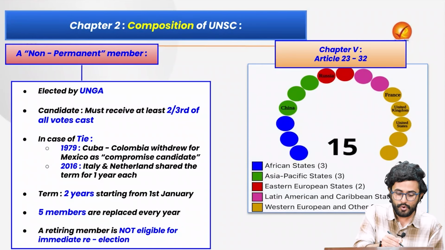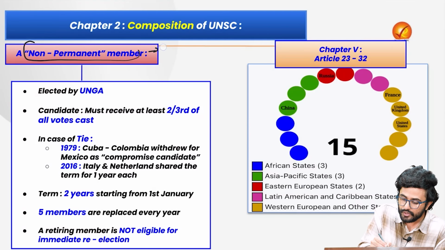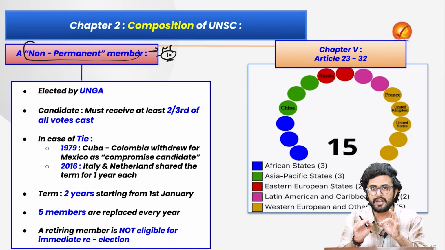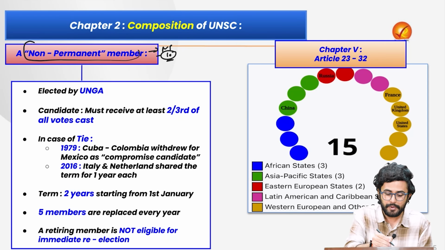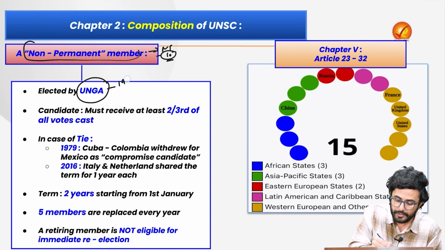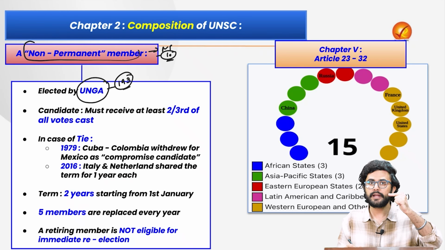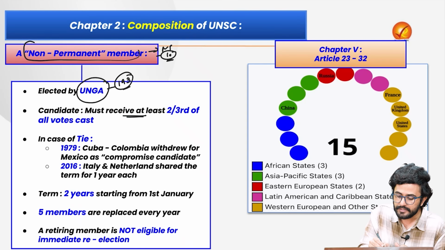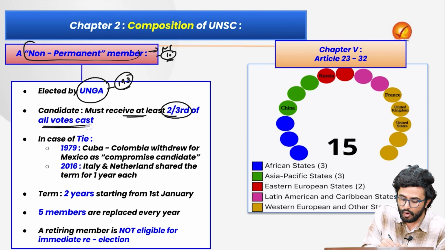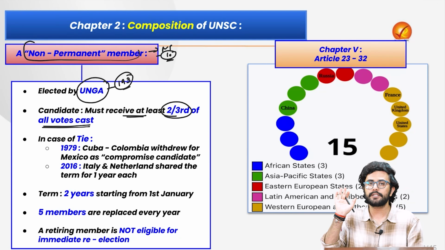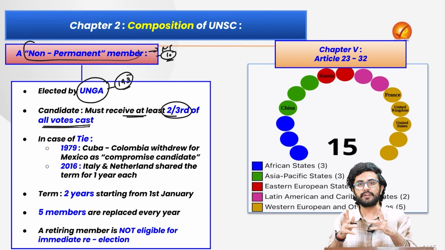So the question which arises is, who are these 10 non-permanent members? These 10 non-permanent members are elected by the United Nations General Assembly itself, which consists of 193 members. And to become a non-permanent member, a candidate must receive at least 2/3 of all the votes cast. What happens if two countries get the same votes?